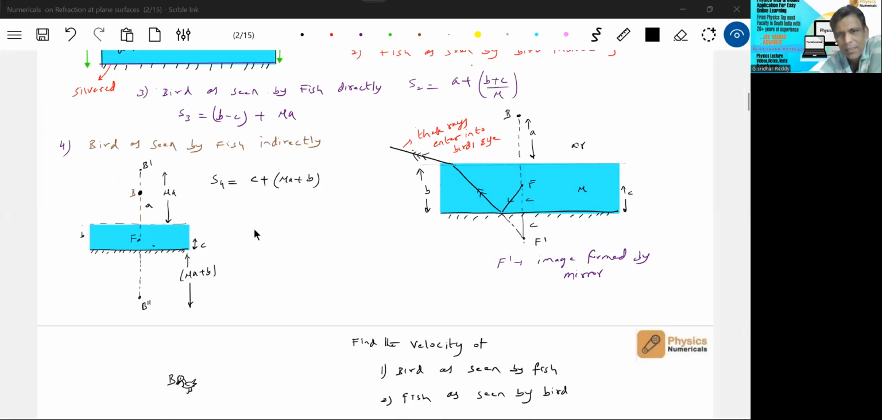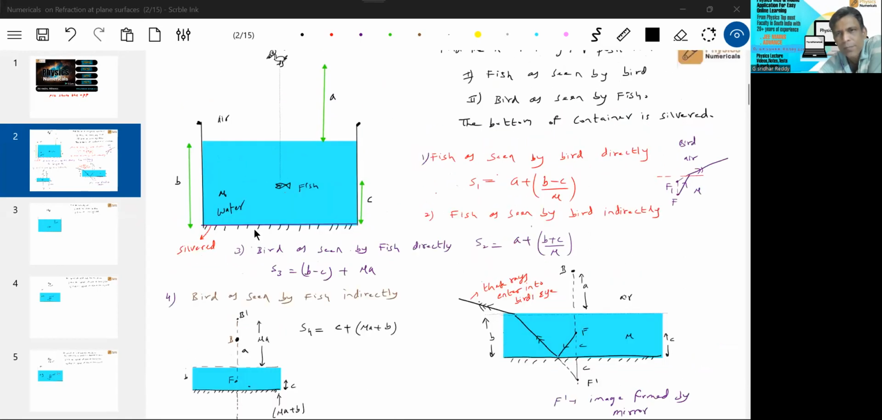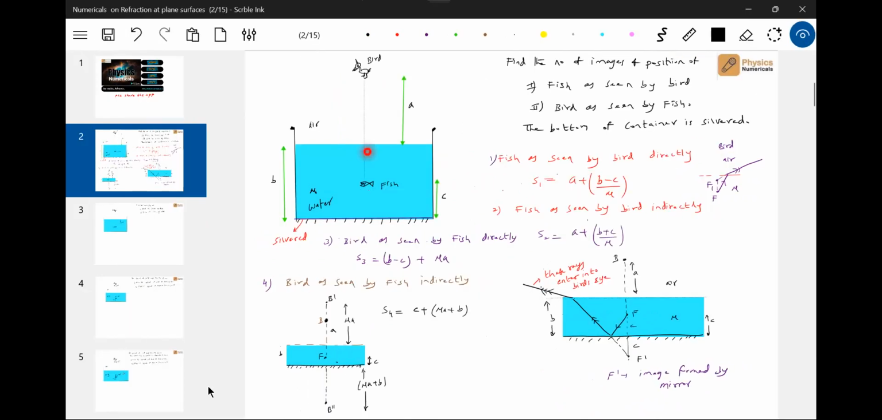So, the complete description. Let me show it. Yeah, fine. So what we do is, I will take out this video. First, fish as seen by bird directly. The rays emitted by the fish after refraction will enter the bird and the fish will appear at a distance A plus B minus C by mu. This you know. Fish as seen by the bird indirectly. The rays emitted by the fish will first strike the mirror, then refraction, then enter the bird. This is the thing. So first there's the object distance, so the image will be formed at C.